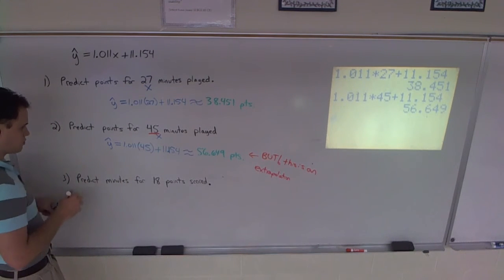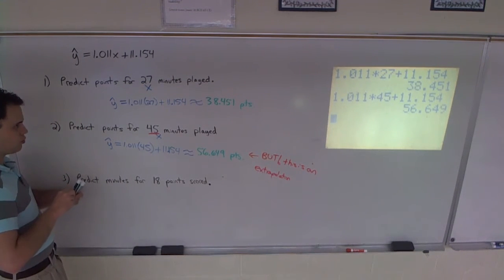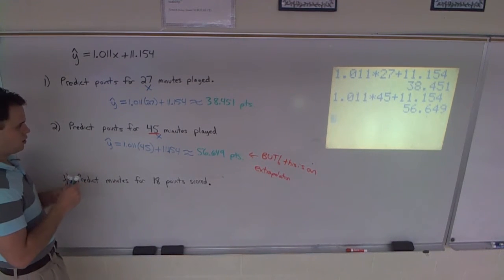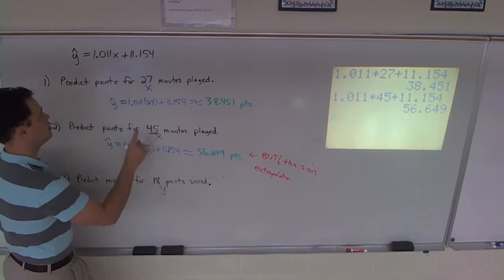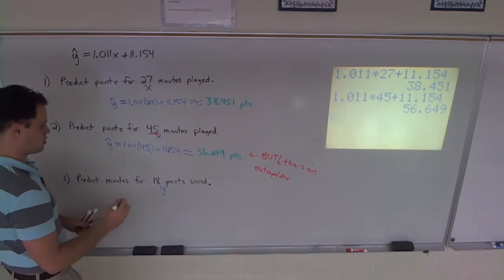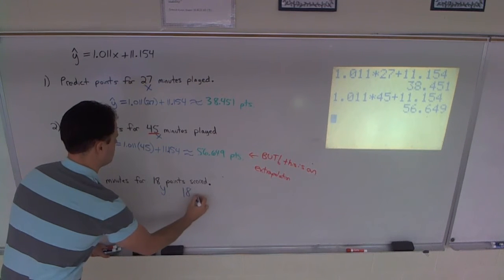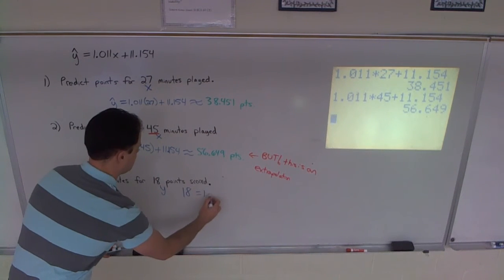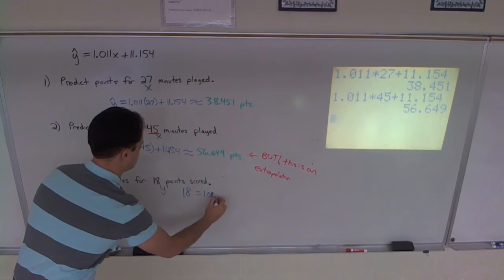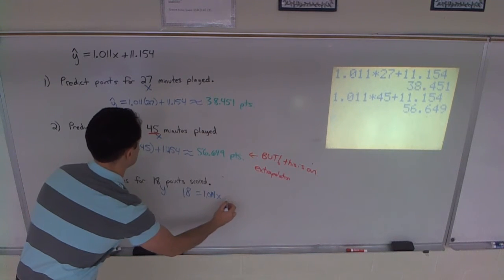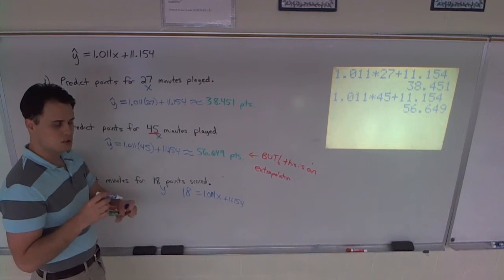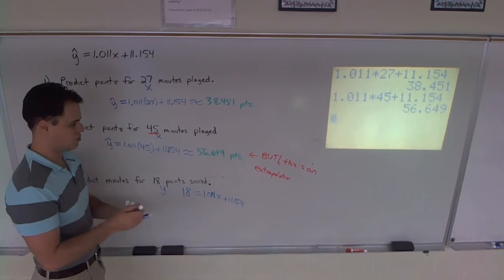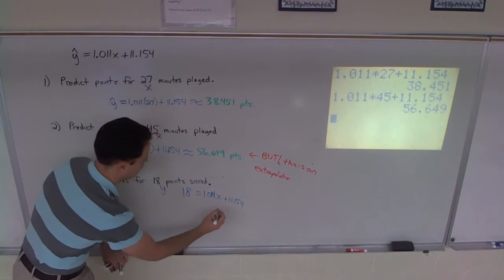Okay, let's do this last prediction. So we're going to predict for 18 points scored. So 18, is that an X or a Y value? I think this time that is a Y value, so we're going to be sticking 18 in for Y. So this time I'm going to have 18 equals 1.01 times X, I don't know what X is this time, plus 11 and change. So this time you've got to solve by doing a couple steps. Subtract your 11 and divide by that one number.